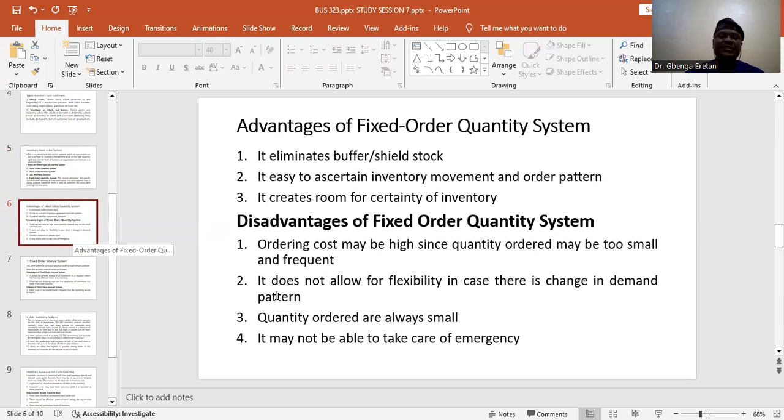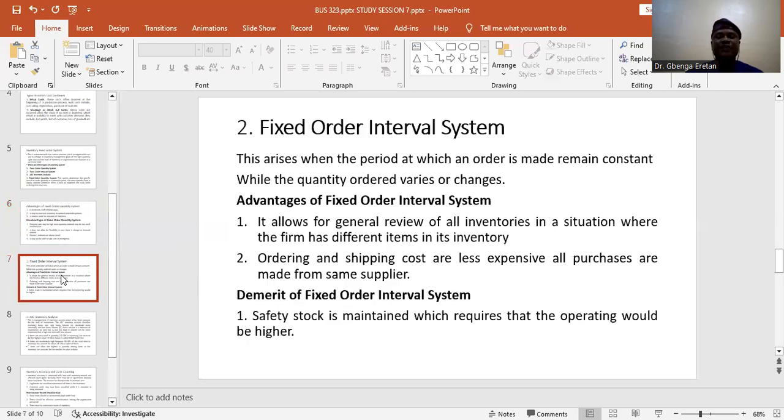Now let's look at disadvantages of fixed order quantity system. Number 1, ordering costs may be high since the quantities ordered may be too small and frequent. Number 2, it does not allow for flexibility in case there is change in demand pattern. Number 3, quantity ordered are always small. And number 4, it may not be able to take care of emergency. These are some of the disadvantages of the fixed order quantity system.